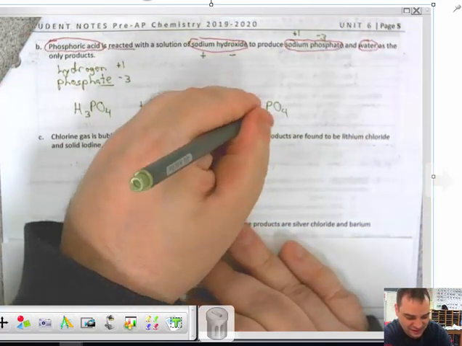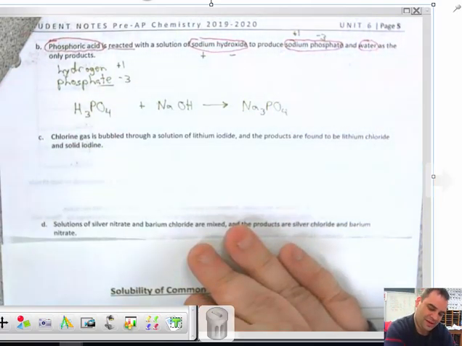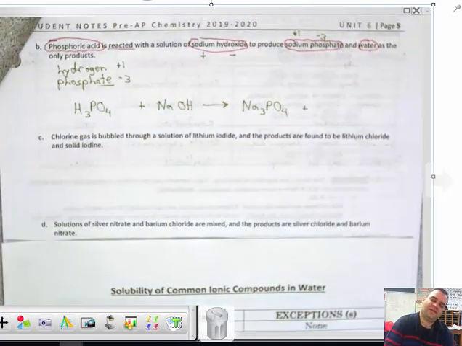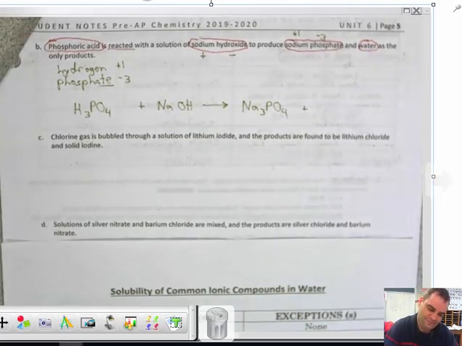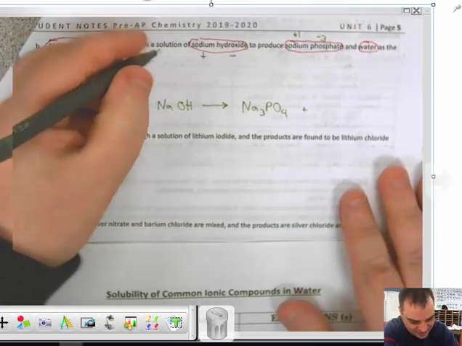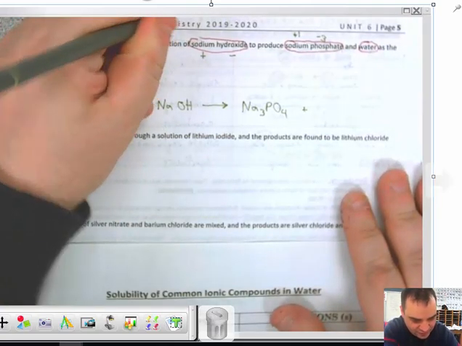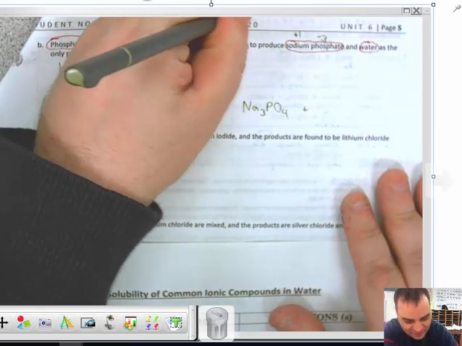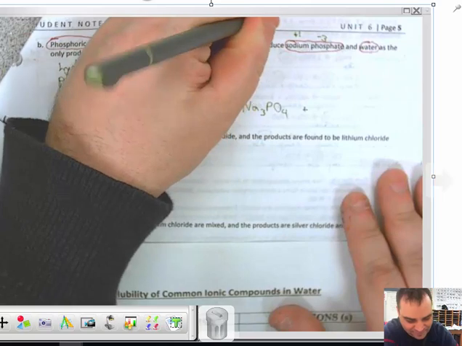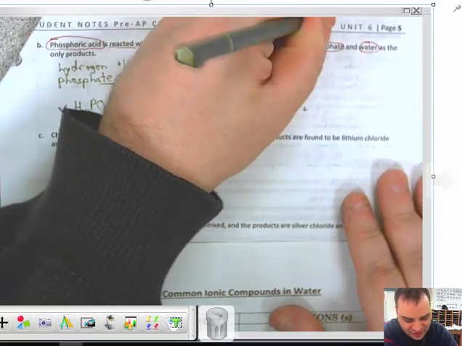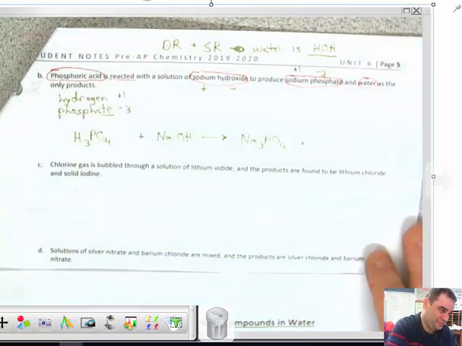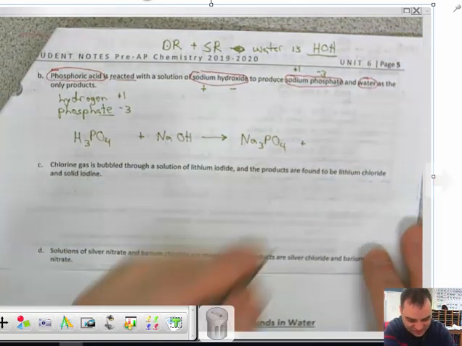So this is Na3PO4. And I know you're going to write down water as H2O. I don't have to. This is a double replacement reaction. For double replacement reactions and single replacement reactions, water is HOH. Do not write down H2O. Why? Because it gets harder to balance.